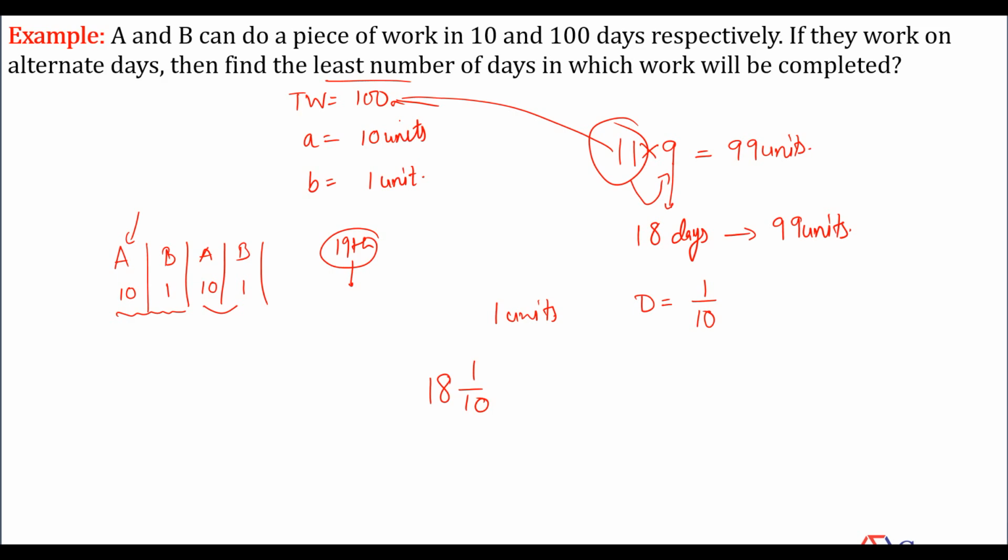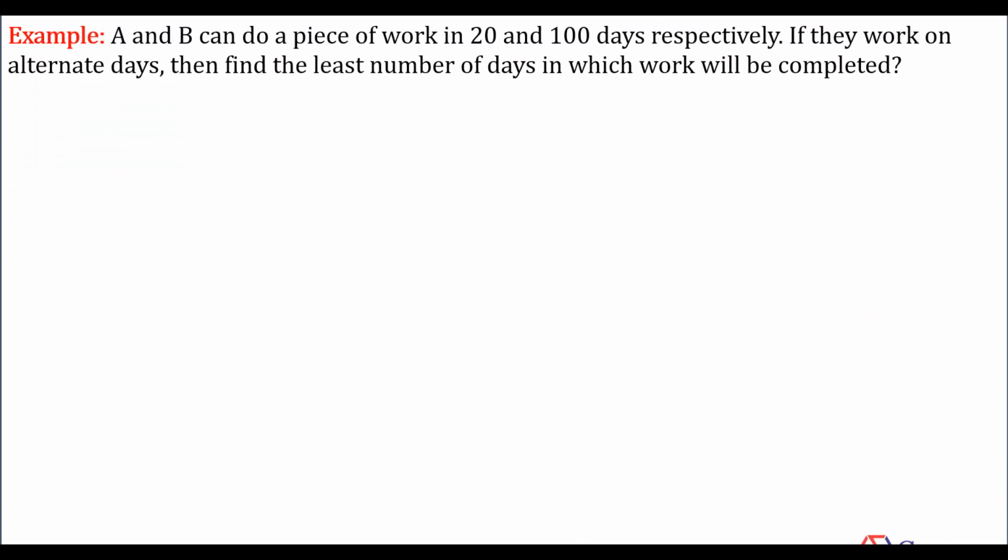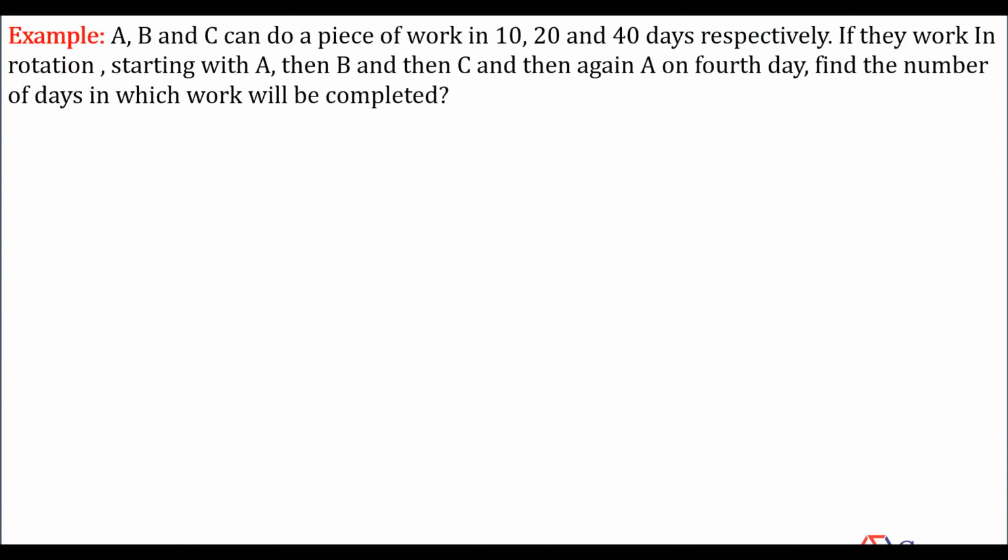Only two people were working. Let's look at the case when the number of people is three here. A, B, and C can do a piece of work in 10, 20, and 40 days. So step number one is what? Assume some work here. The LCM of 10, 20, and 40 will be 40 units.